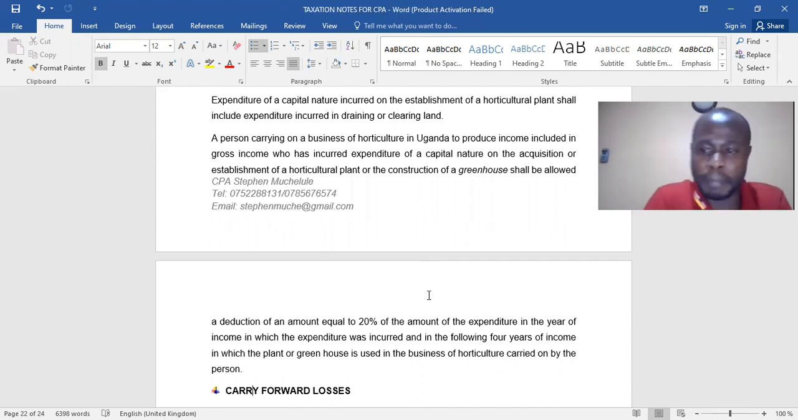So for purposes of this allowance, horticulture allowance, you don't have to include it in the 20% class, but it is depreciated at 20%. The two are different because when you put it in the wear and tear schedule, it has different implications. For example, you are mixing that with other assets. So when you don't put that, it has an implication.